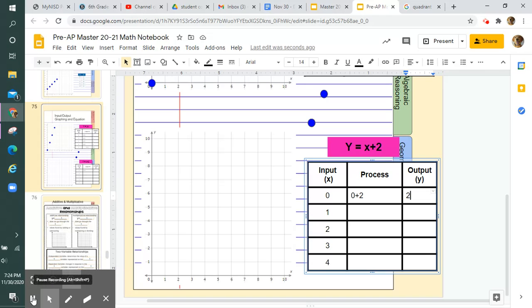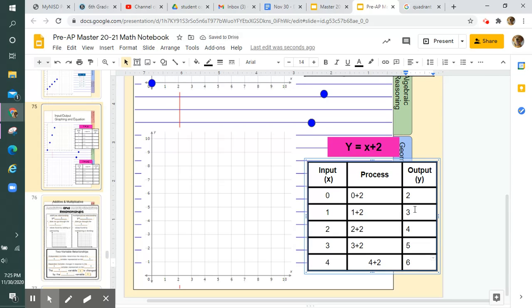Okay, so we're going to keep going along here. So now we have, instead of x, 1, and 1 plus 2. 1 plus 2 is 3. Okay, this time our x value is 2. So we're going to do 2 plus 2, and 2 plus 2 is 4. And our next one is our x value is 3. So 3 plus 2, which is 5. And then our last one down here is 4. So 4 plus 2, which is 6.